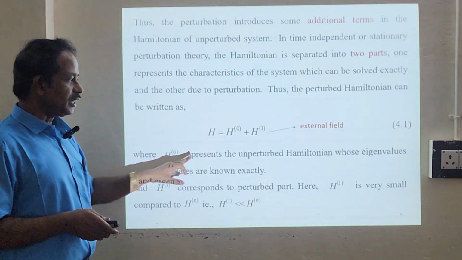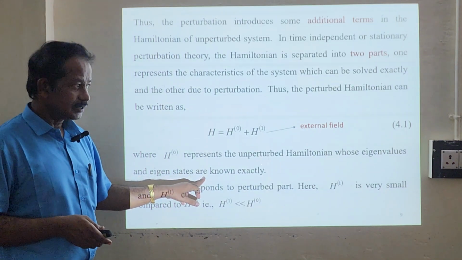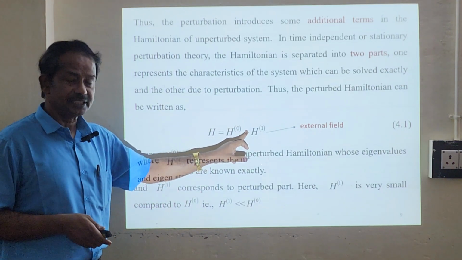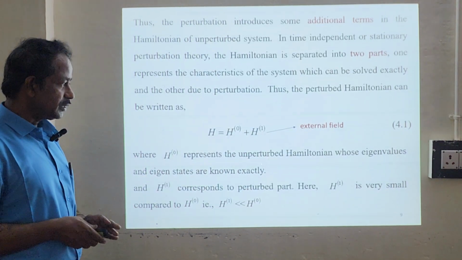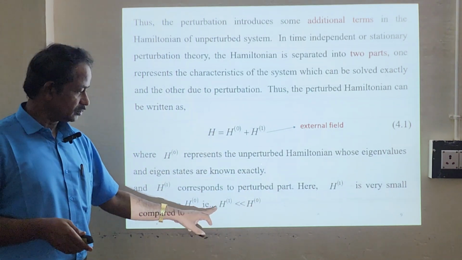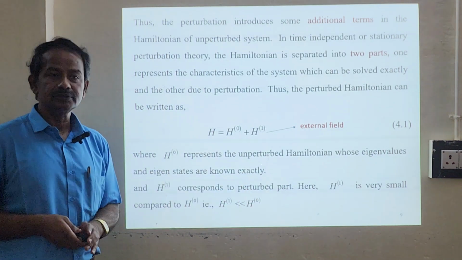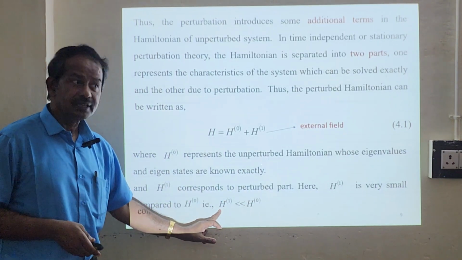So H0 represents the unperturbed Hamiltonian, whose energy eigenvalues are known exactly. And we are going to have some approximate methods for this. H1 corresponds to the perturbed part. Here H1 is very, very small compared to H0. H0 is unperturbed, and H1 is perturbed.